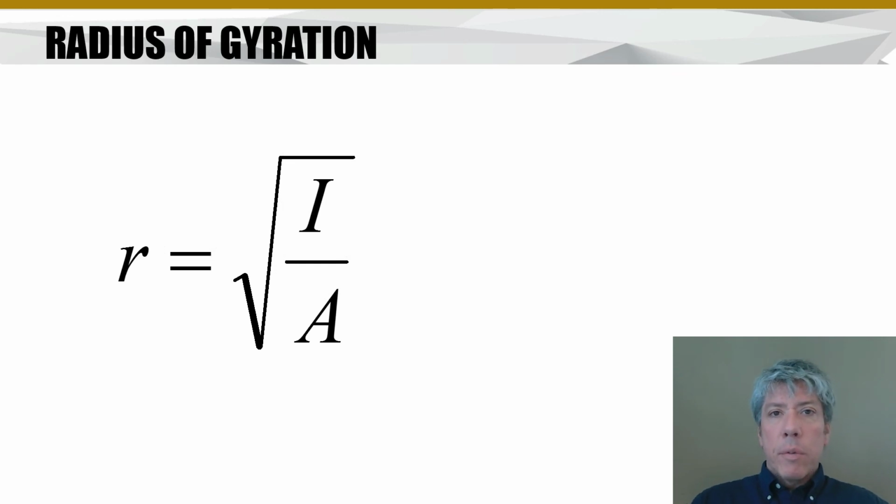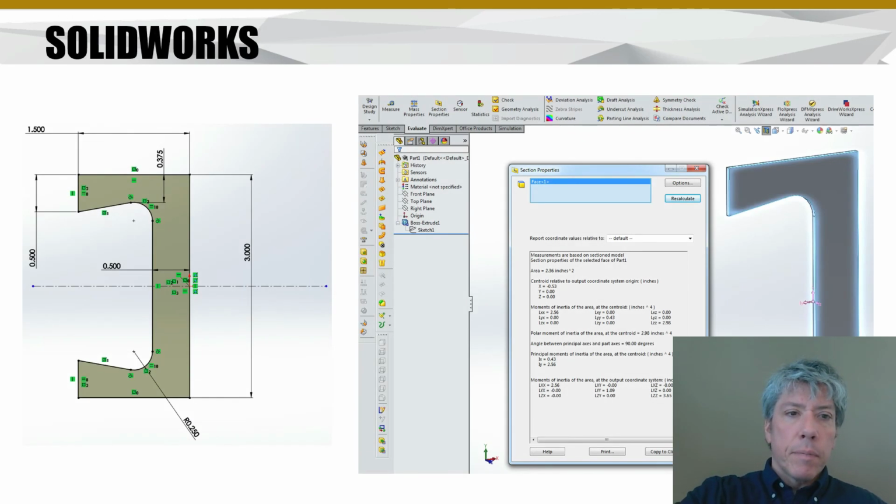Another property that you will see in the back of the book is something called a radius of gyration, and that's just a computation based on the second moment of area and the area itself, and you can see the equation here. Those always relate to each other this way, so sometimes it's more convenient to use the radius of gyration in equations, and that's why it's defined.